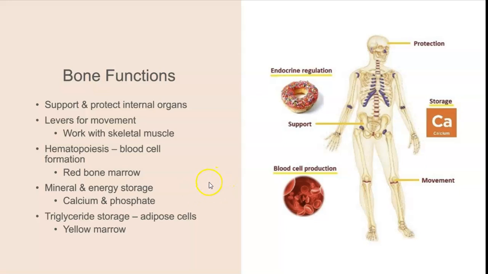Bones store minerals, primarily calcium and phosphate, because if you hook these two together, that's what makes up the hard part of bone. It's called calcium phosphate. So we store minerals and also yellow marrow. The yellow marrow is made up primarily of fat, so triglycerides, adipose tissue. And because that is there, we can harvest that if needed and use those lipids to make ATP.